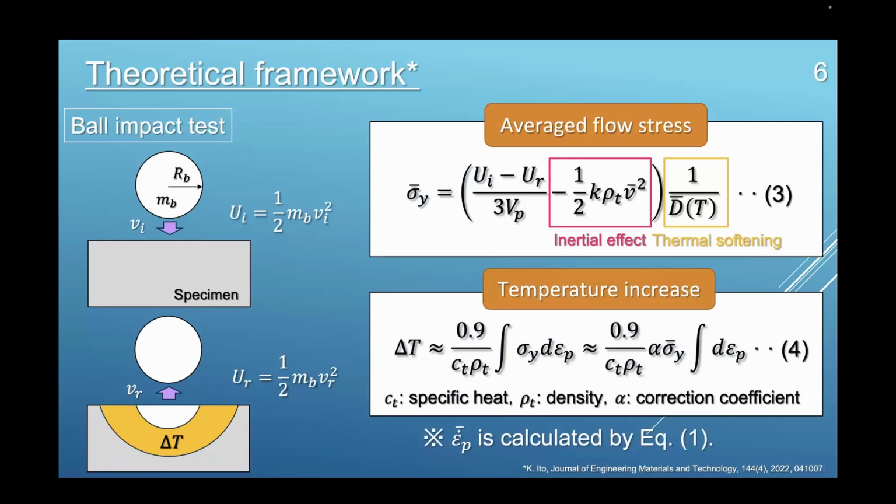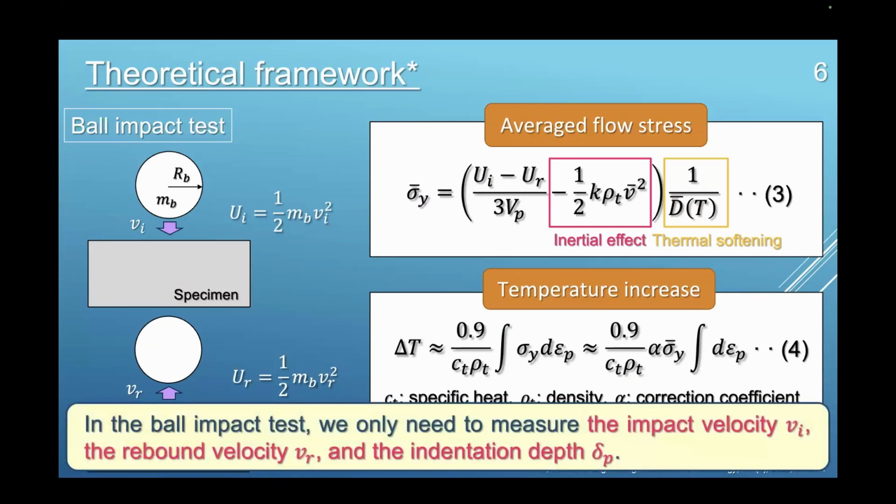And then the temperature increase can be simply calculated as these equations, because adiabatic deformation can be assumed in these situations. Here, the average flow stress was used instead of the actual flow stress. In the ball impact test, we only need to measure these three values. So our method is very simple.